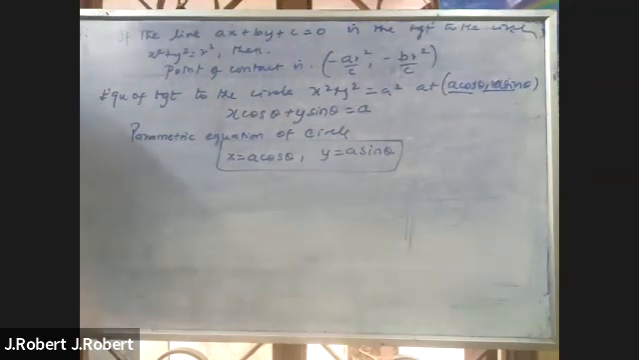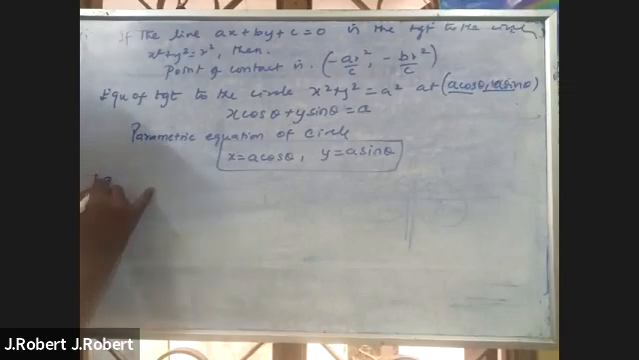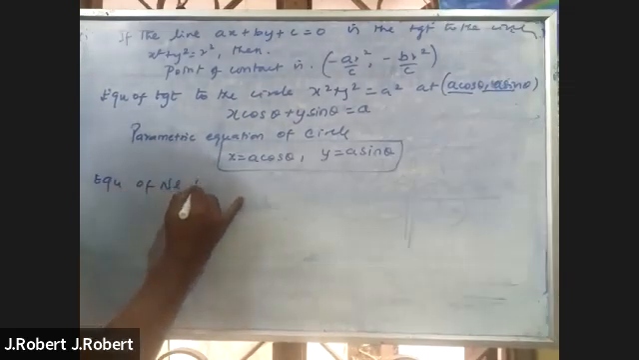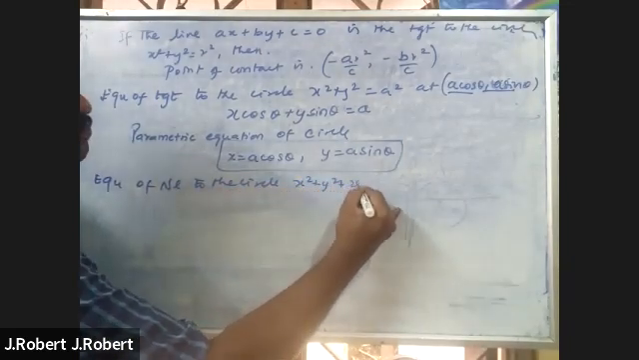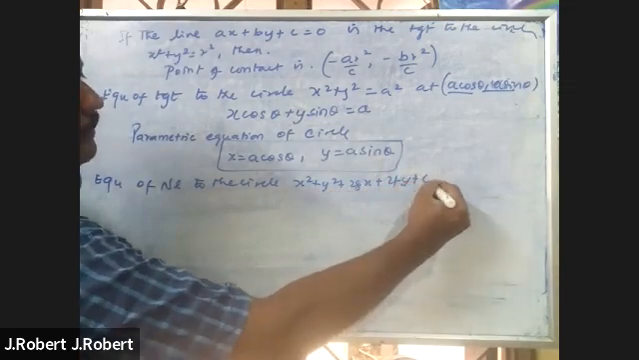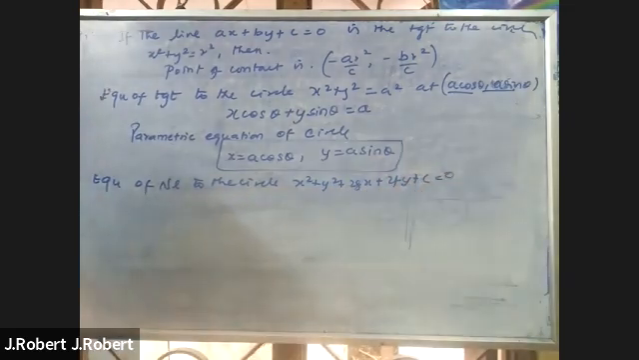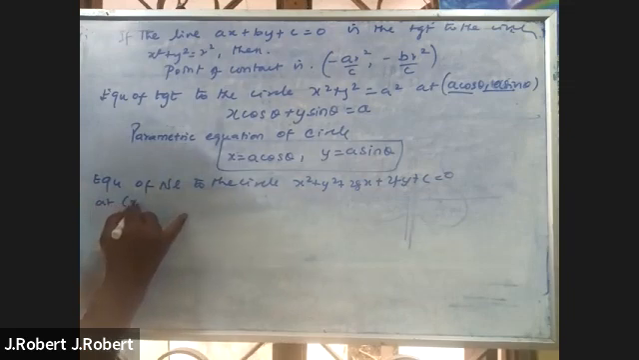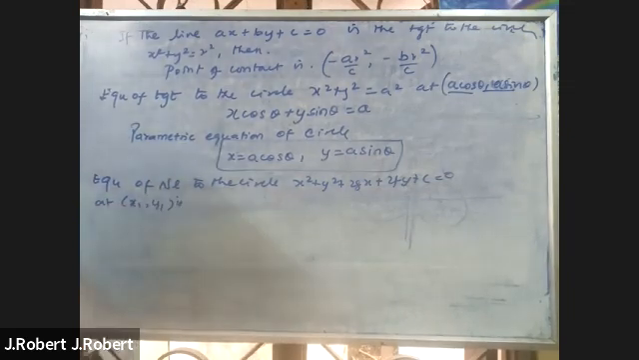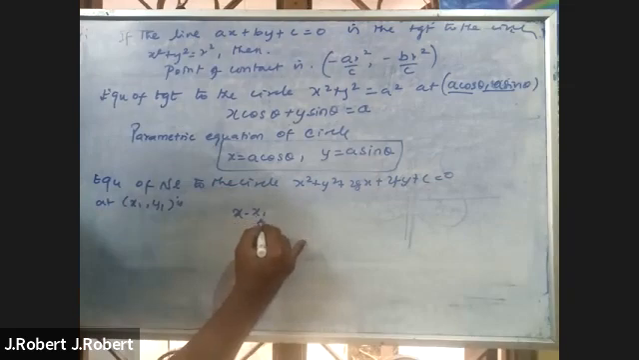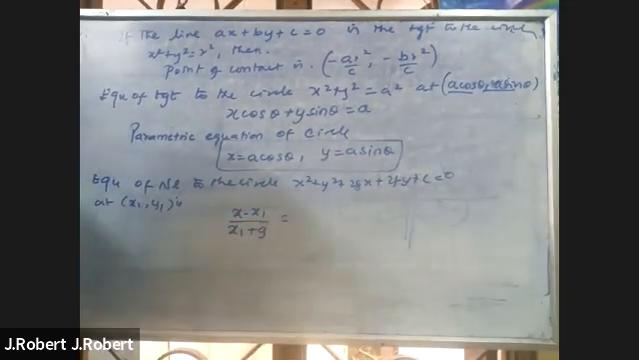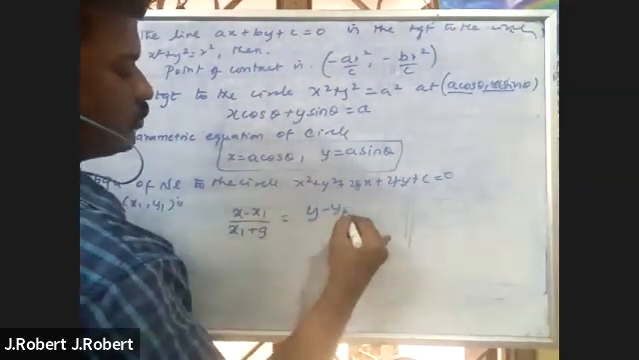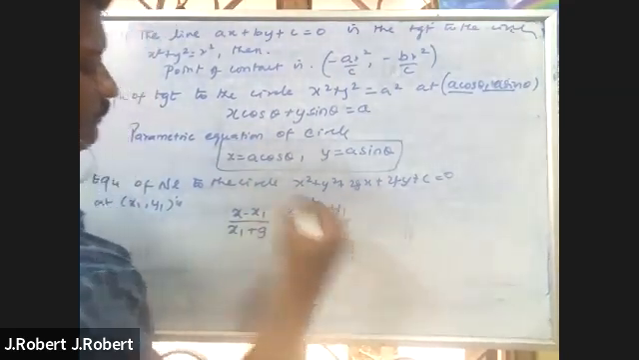Theta parametric form இது. அடுத்தது equation of normal. First one, equation of normal to the circle x square plus y square plus 2gx plus 2fy plus c equal to 0 at x1 comma y1 is x minus x1 divided by x1 plus g is equal to y minus y1 by y1 plus f.